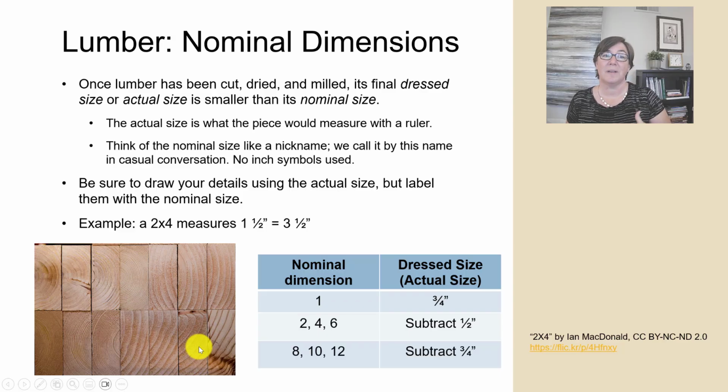Those logs come into the lumber mill and they are cut, dried, and milled until the lumber is at its final dressed size or actual size. And it turns out that that actual size is smaller than the nominal size. This is confusing for all sorts of beginning students, right? So the actual size is what your piece of lumber would measure with a ruler, right? If we held a ruler up to it, that's what it would measure.